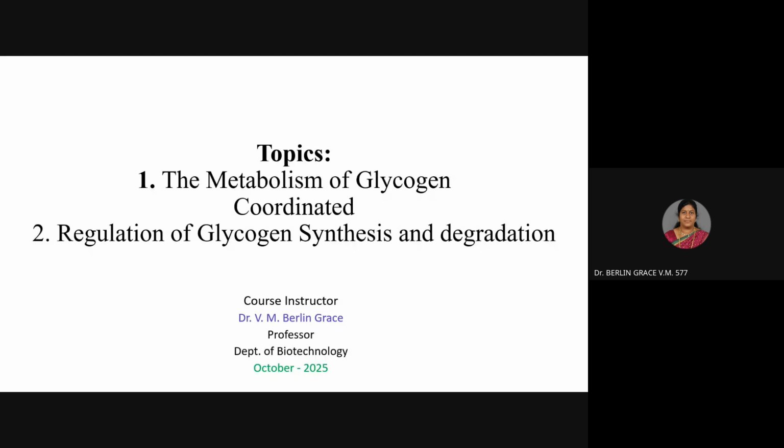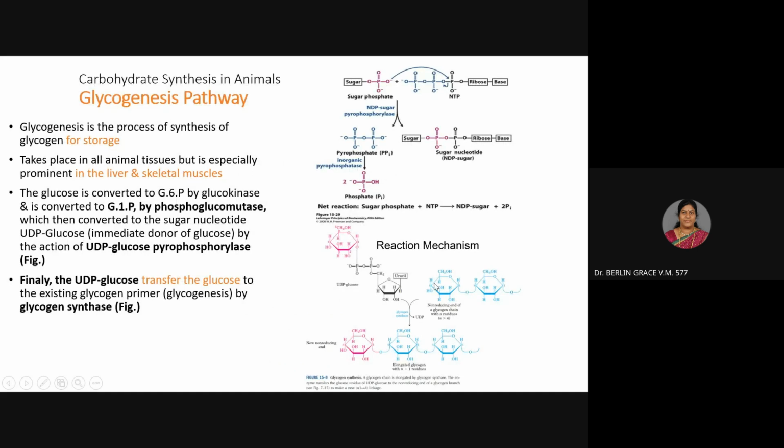Glycogen: coordinated regulation of glycogen synthesis and degradation. Glycogen synthesis is called the glycogenesis pathway. It is the process of synthesis of glycogen. If glycogenesis has to be defined, it is the process of synthesis of glycogen for storage. It takes place in all animal tissues, but is especially predominant in the liver and skeletal muscle.